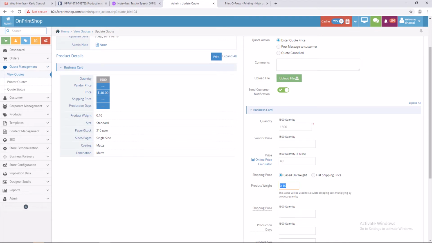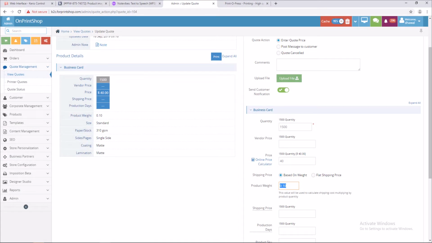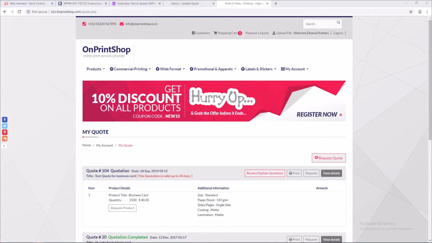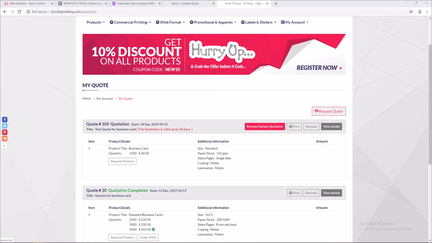Admin has two options: first, flat shipping price; second, depending on weight. If admin is giving a flat shipping price, in such case customers are aware of the shipping price. But if admin is giving weight-based shipping, in such case the customer can see the shipping price only after approving the quote, so it's confusing for the customer. So we have enhanced our system, and now the customer can see the shipping price before approving the quote.